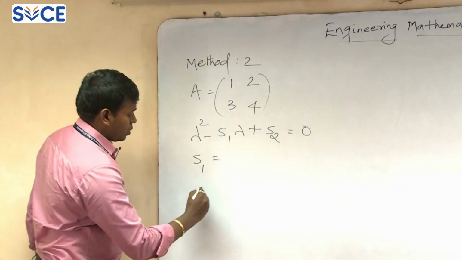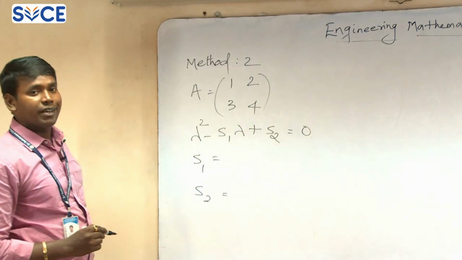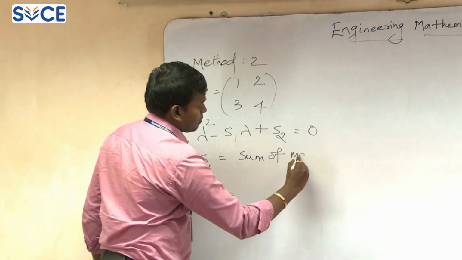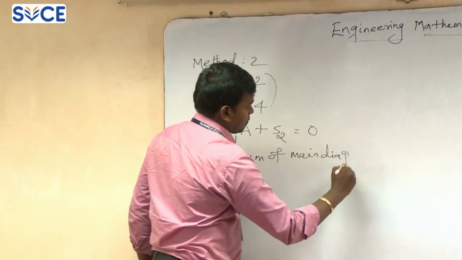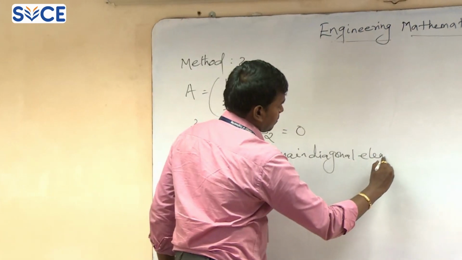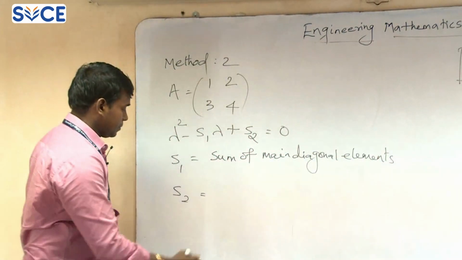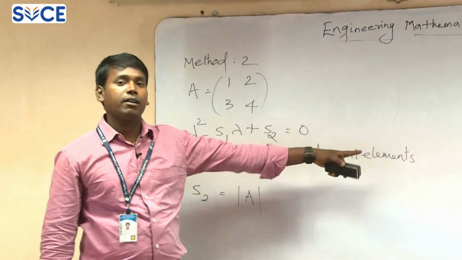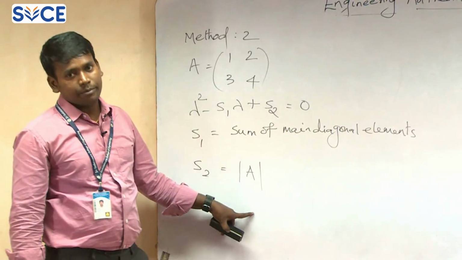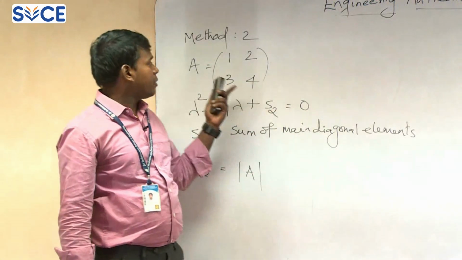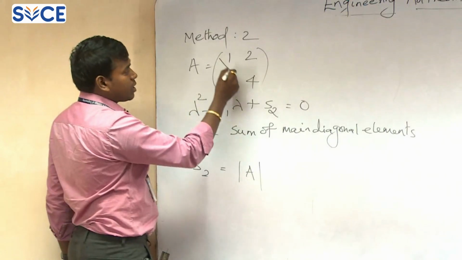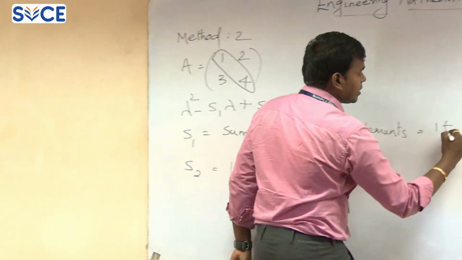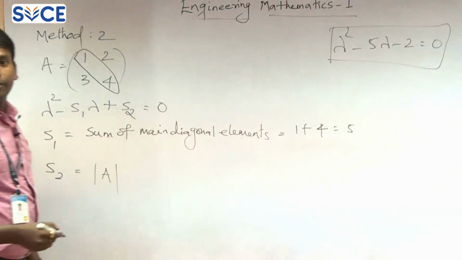Now I tell you how to find S1 and S2. S1 is nothing but the sum of the main diagonal elements. S2 is the determinant of A. I hope everyone knows the main diagonal elements. Here our main diagonal elements are 1 and 4. So the sum of the main diagonal elements, that is 1 plus 4 equal to 5.